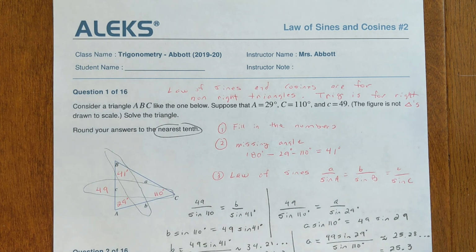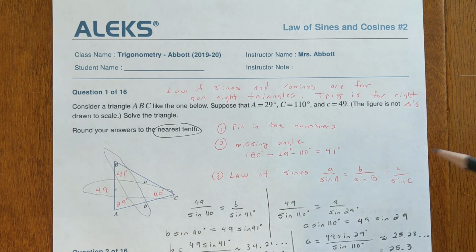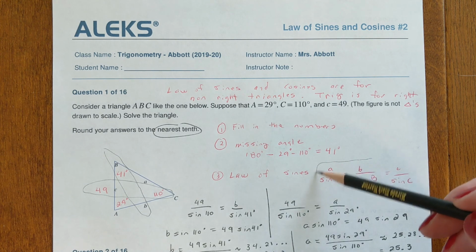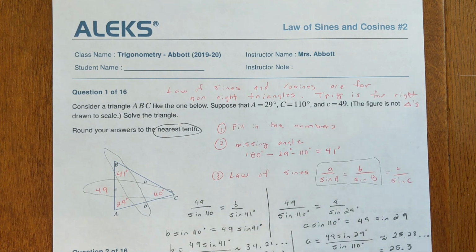The law of sines says that a side over the sine of the angle across from it is equal to any other side of the triangle over the sine of the angle across from it, and also side c across from angle C. You're not using all 3 pieces of the formula here. You're using 2 of the fractions out of 3. You don't do all of them.